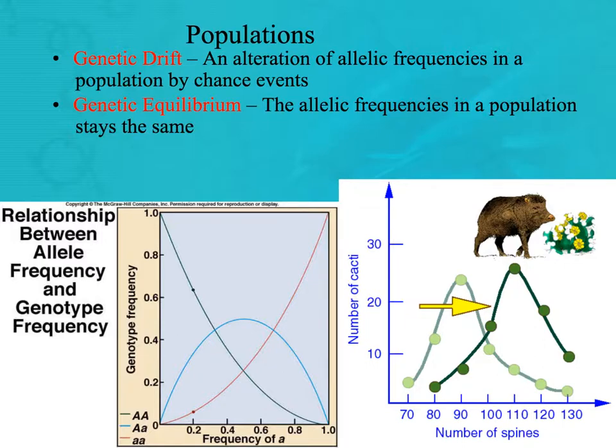Genetic equilibrium is when the allelic frequencies in a population stay the same. So basically, they've come to a balance. They will maybe go up a little bit, go down a little bit, but those allelic frequencies eventually balance out, even if there's something such as the introduction of the peccary to throw them off. Eventually, they reach some type of balance or equilibrium.